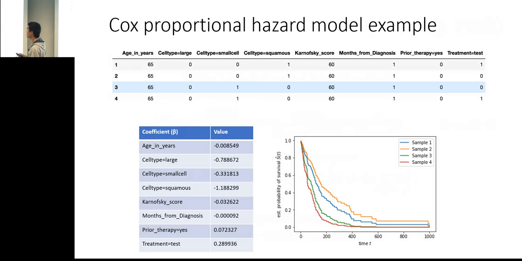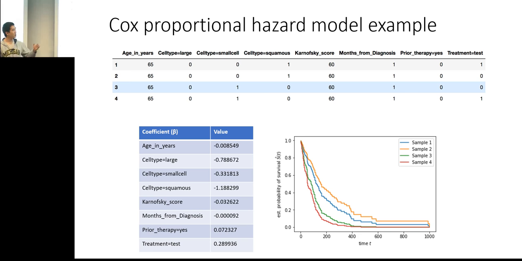Now, here's an example of the Cox model in action. Let's say I learned my betas. I train a very simple Cox model, and let's say I have a model that has, I don't know, eight features, eight covariates. And I have four hypothetical samples here. Since I have a trained Cox model, I could create hypothetical fake survival curves, survival functions for each of these fake individuals.